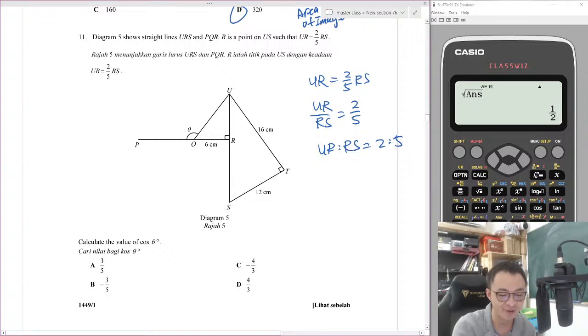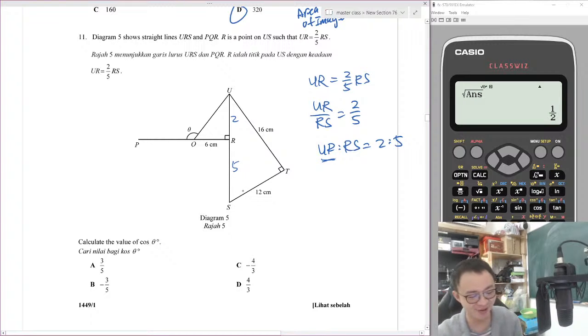UR to RS is ratio 2 to 5. So where is my UR? My UR is ratio 2. Where is my RS? My RS is ratio 5. It doesn't seem to be in proportion, but we just trust the information given, okay? UR is 2 over 5 of RS. Since he says it like this, I just assume it is like that.